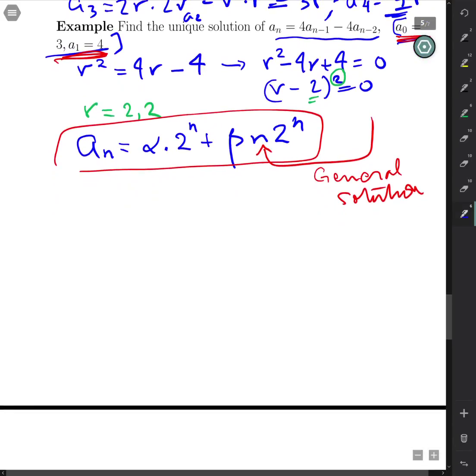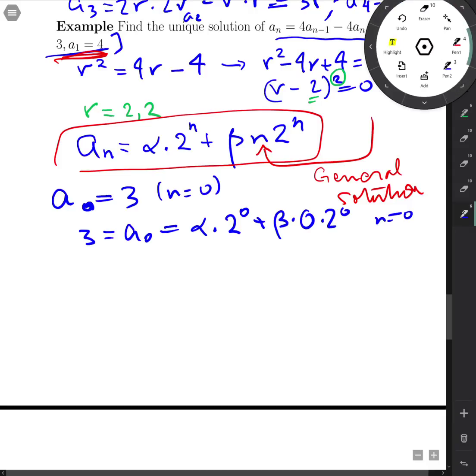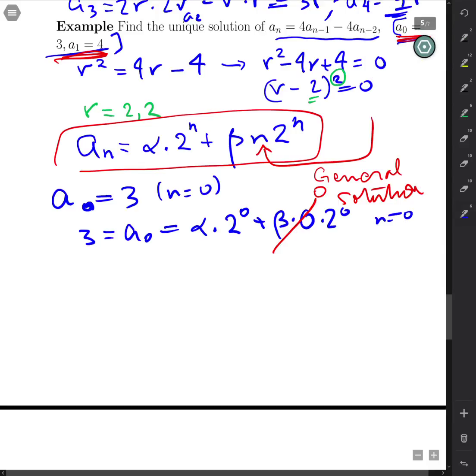Let me scroll up here a little more so I can see how much room we have to work with. So when a0 is equal to 3, that's n is equal to 0. We would have 3 is equal to a0, but the above tells us it's alpha times 2 to the 0 plus beta times 0, that's n, times 2 to the 0. So this term here goes away, that goes to 0 because of the 0 there. The other term is just alpha, so alpha is 3, because 2 to the 0 is 1.